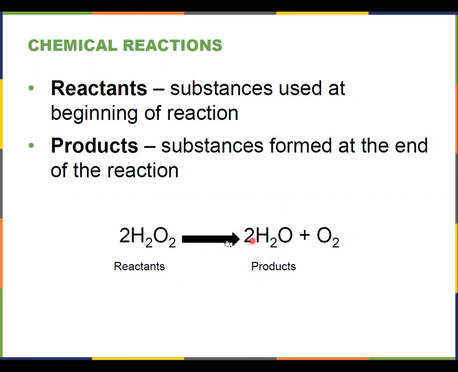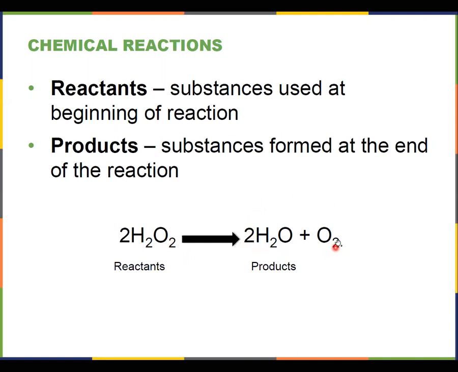2 times 2 is 4. If you count the number of oxygen on both sides, it is the same. What is the difference between the two is the rearrangement. Those atoms here in hydrogen peroxide are grouped differently. It used to be one molecule, but now there are two molecules.